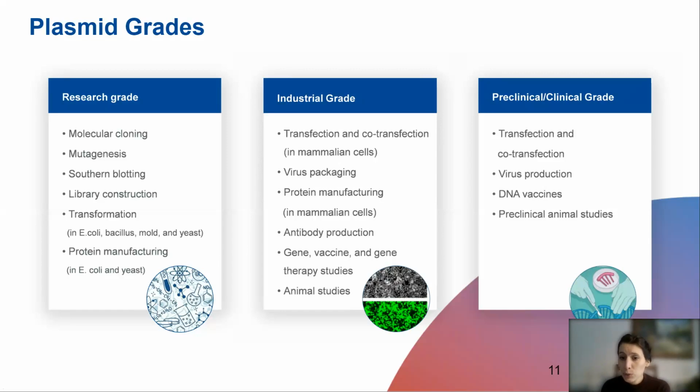So when you get closer to transfection, when you get closer to viral production, or maybe even DNA vaccines, this is where the amount of DNA you need is going to be significantly more, but also the quality of the plasmid is going to be a lot more challenging for you.